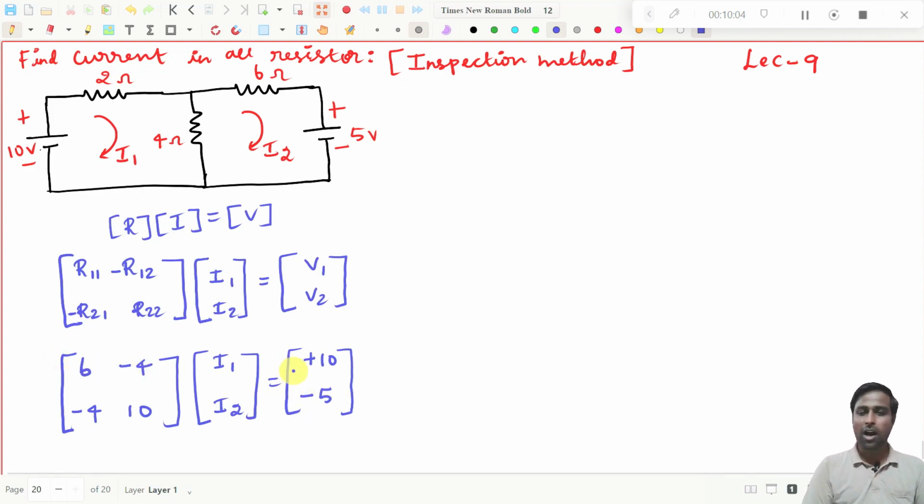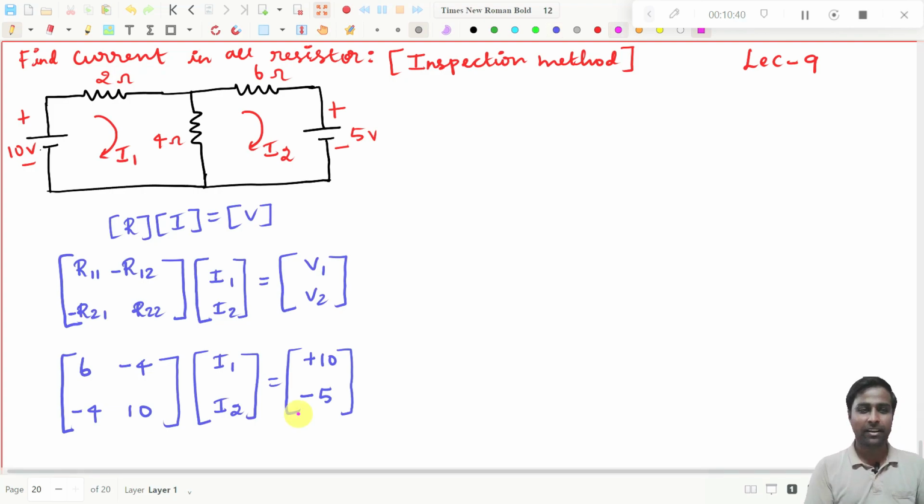How will you multiply these two matrices? This row and this column have to be multiplied, which means if you multiply this row and this column, that should be equal to the first row value on the right hand side. This is the basic matrix multiplication, right? You multiply this row with this column and equate it to 10, and you multiply this row with this column and equate it to minus 5. That's all.